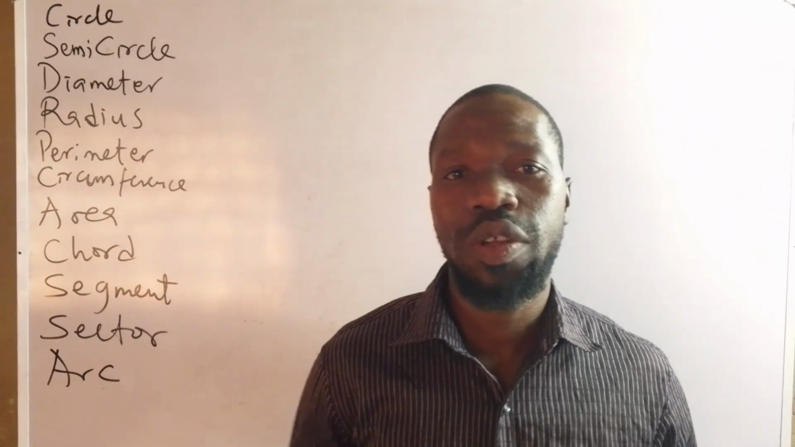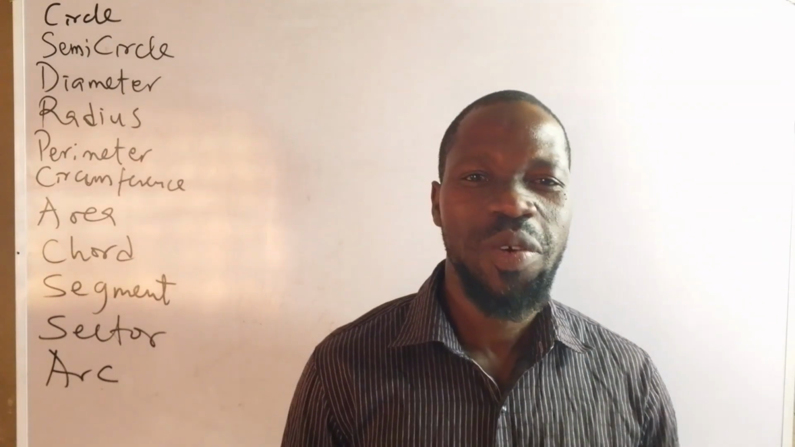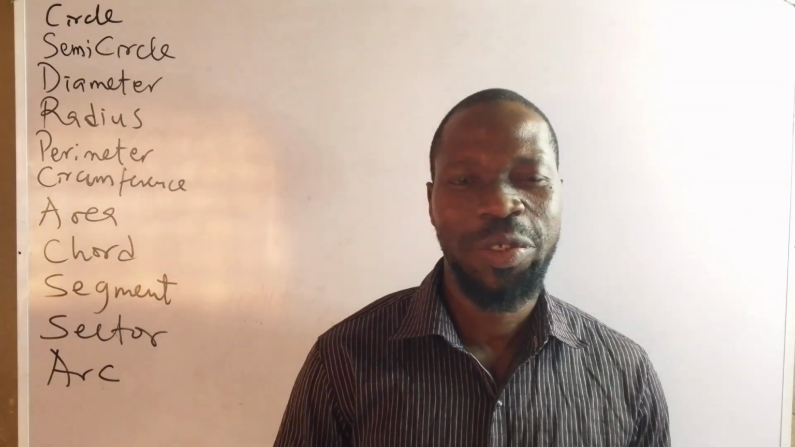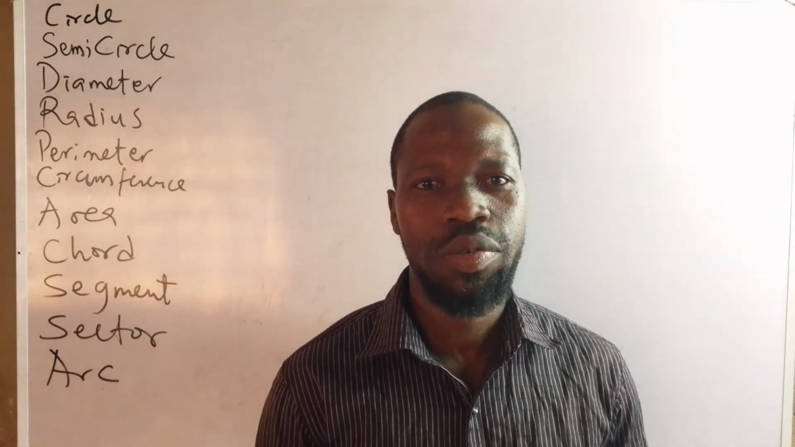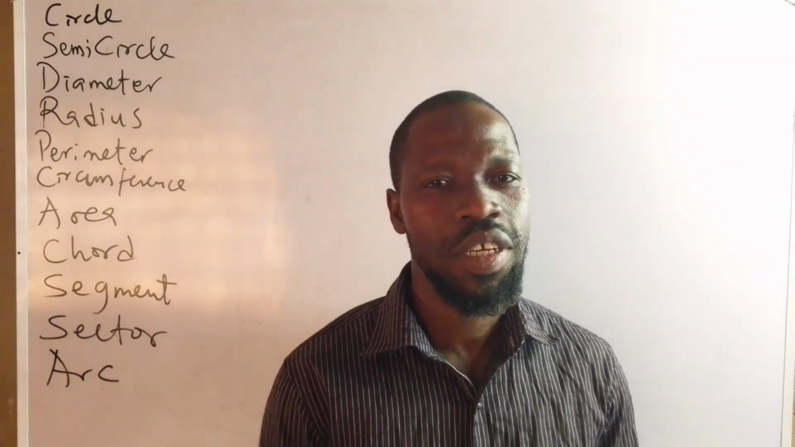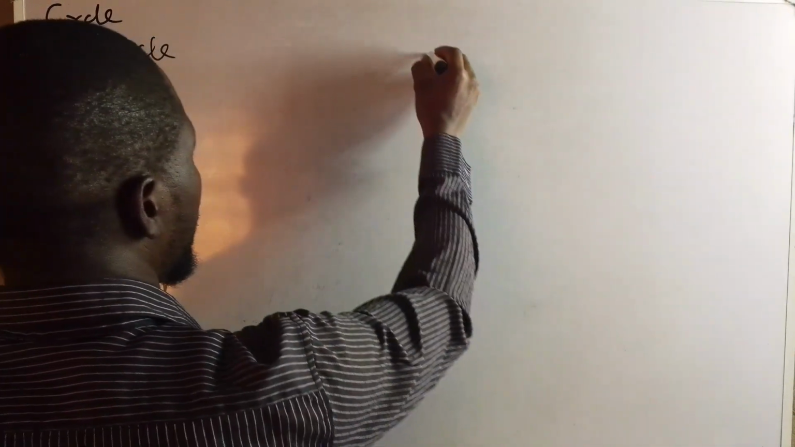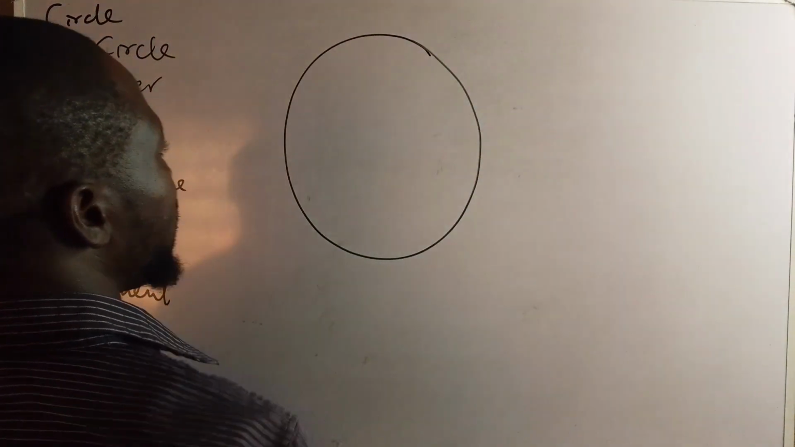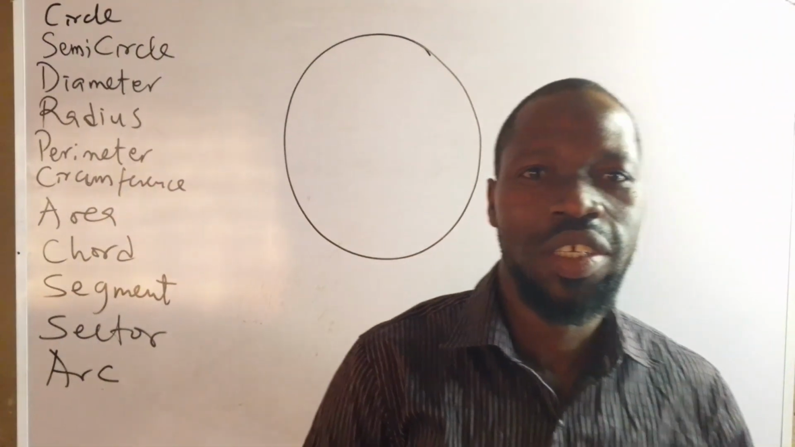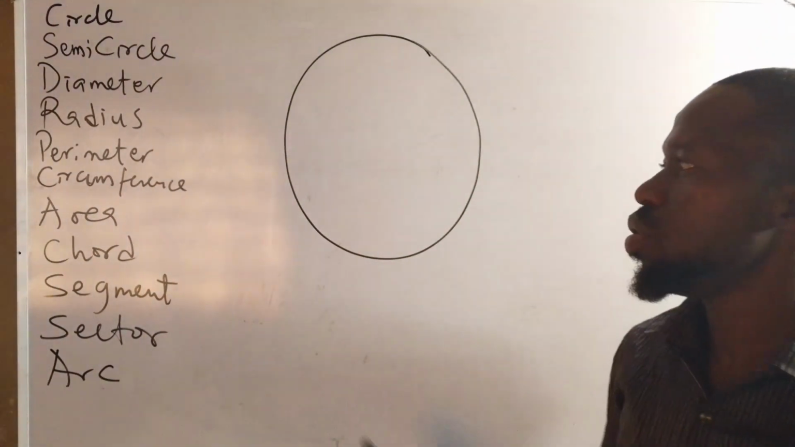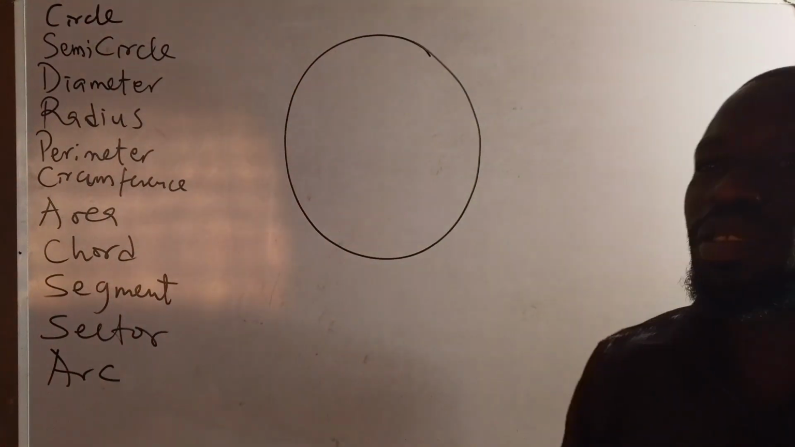All right, so circle is one of the plane shapes we have, and we all know what circle is. But in this class, I'm going to be taking us through the parts of the circle, some of the terminologies that relate to circle. All right, so let's go straight away. We say circle is a plane shape. By plane shape, we mean it is a two-dimensional shape, right? Two-dimensional shape. So circle is a round object.